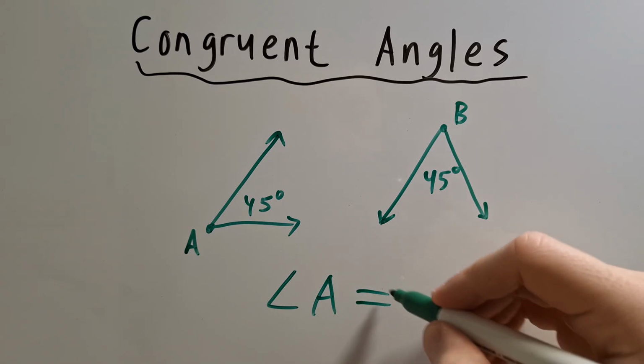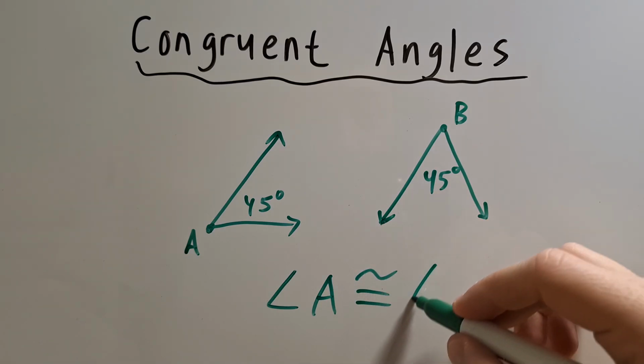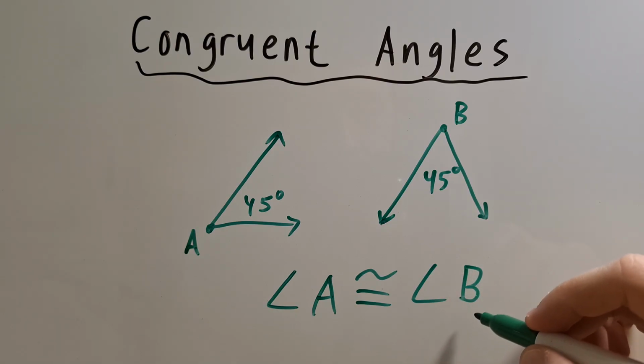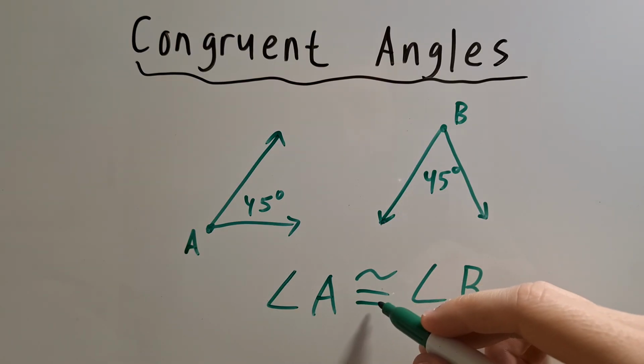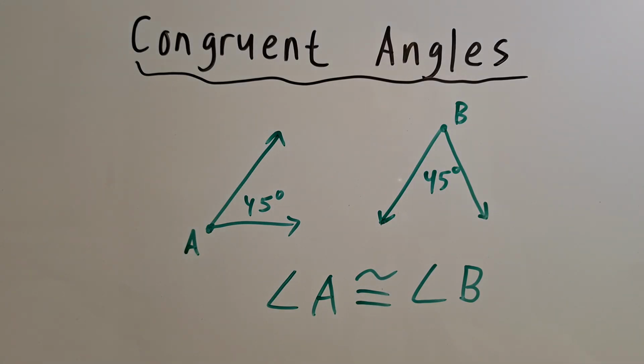Angle A, this symbol means is congruent to angle B. So angle A is congruent to angle B as shown here. So this takes care of what congruent angles are.